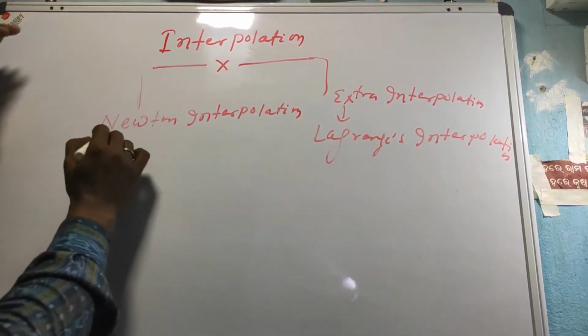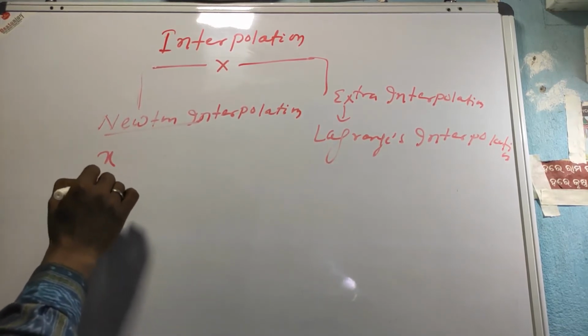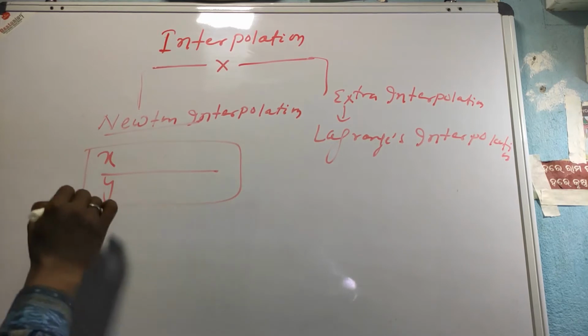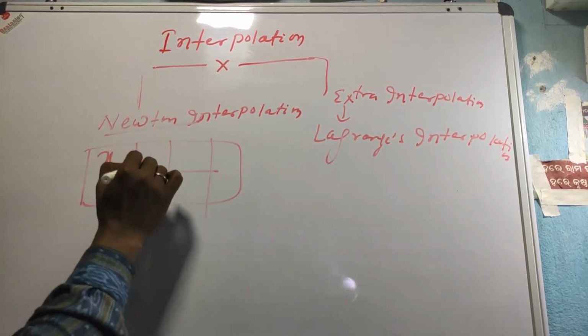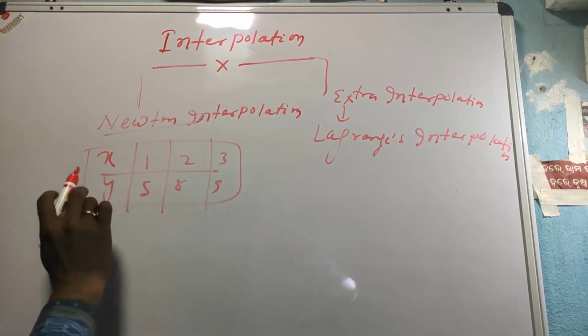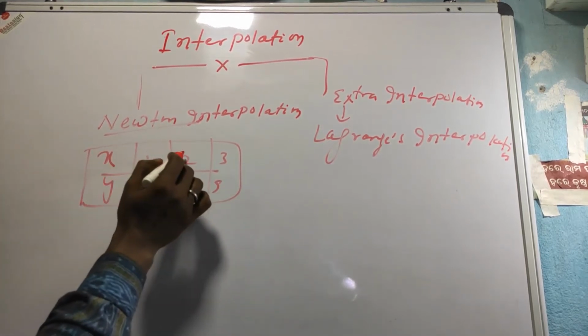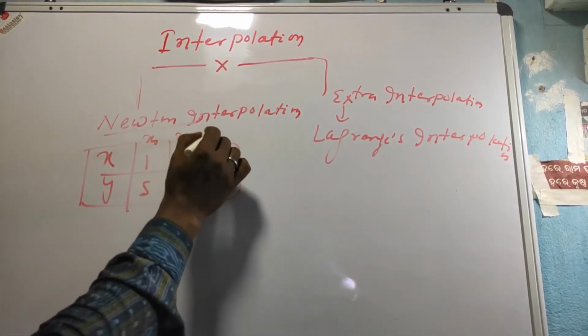In Newton interpolation, suppose the x values and y values are given. I'll give a small example: 1, 2, 3, 5, 8, 9. The y value is not there; we will consider only the x values. First of all, this is x0, this is x1, this is x2.